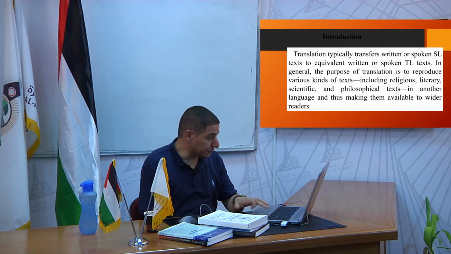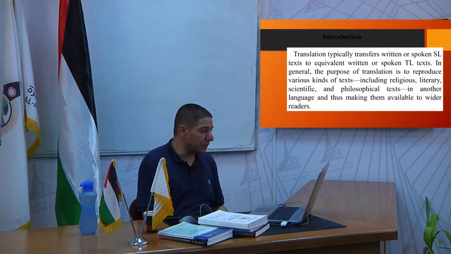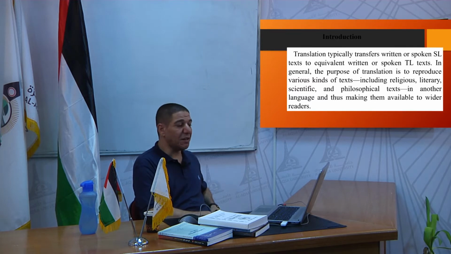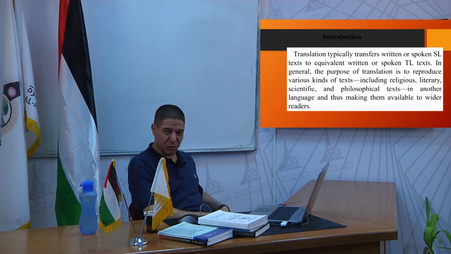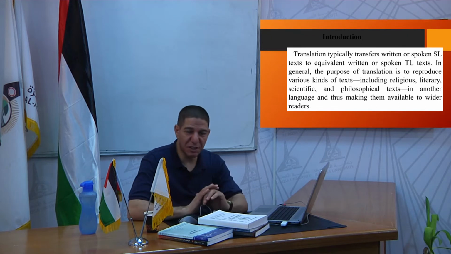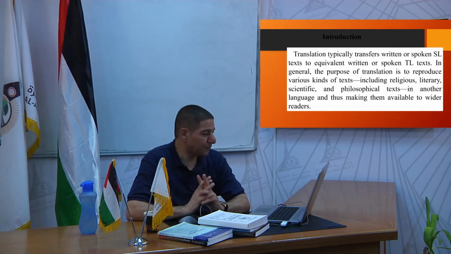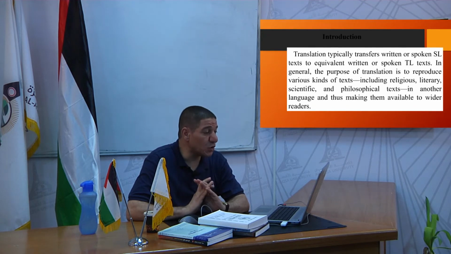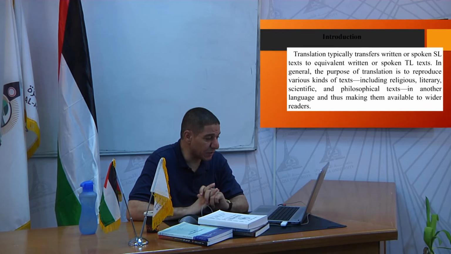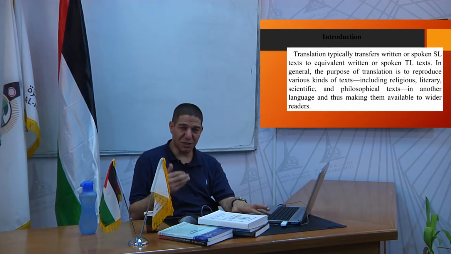Now, translation typically refers to written or spoken source language texts to equivalent written or spoken target language texts. As we've mentioned, translation can cover oral and written. In general, the purpose of translation is to reproduce various kinds of text, including religious, literary, scientific, and philosophical texts in another language and thus making them available to wider readers. This is another definition of translation.